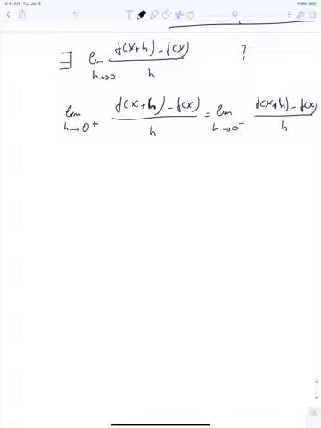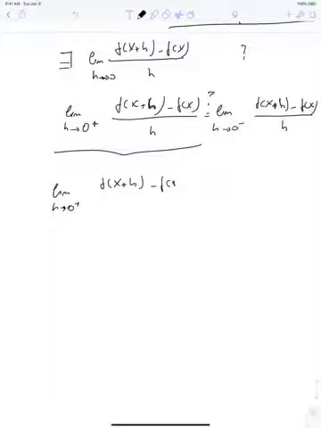Well, let's try to compute that. So I'm going to put a question mark here because that's what we want to prove, right? So we first compute this limit. So the limit for h that goes to 0 plus of f of x plus h minus f of x divided by h. Now, x is equal to 0. So here we can just say the limit of f of h minus f of 0 divided by h.